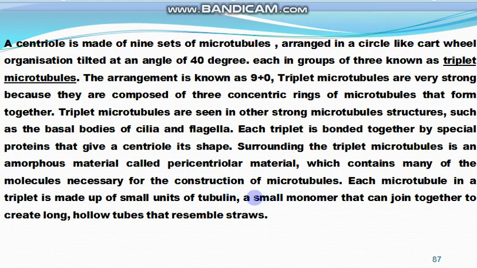Each microtubule is a triplet and it is made up of 3 subunits, and these subunits are made up of the protein known as tubulin, which is a small monomer, and they can join together to create long hollow tubes which resemble straws. So this is the structure of the centriole.